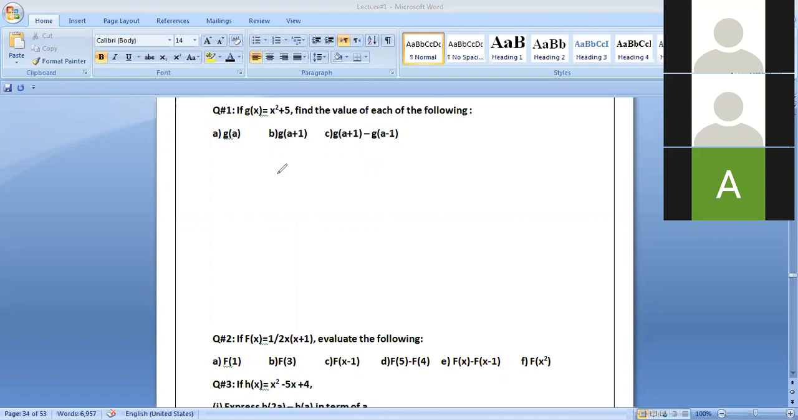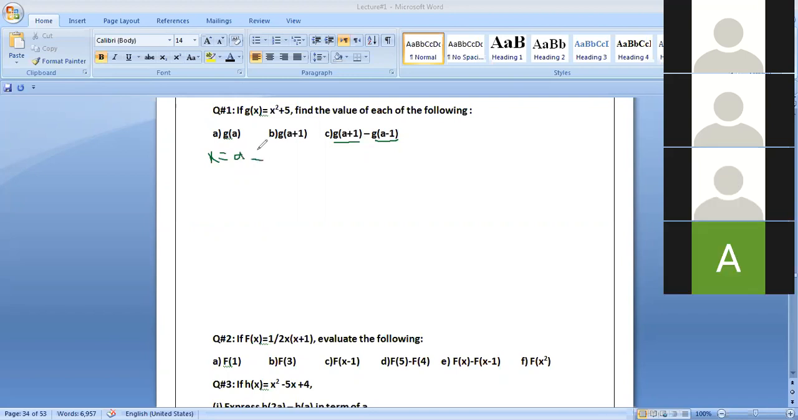First we solve g(a+1), then we solve g(a-1), and we will solve the whole values according to the minus condition, and then we will get our answer. First we solve g(a+1). Here we will break the question into two parts. In the first part, in place of x we will put a+1. Class, first we will solve this. Okay, then put the values in the question.